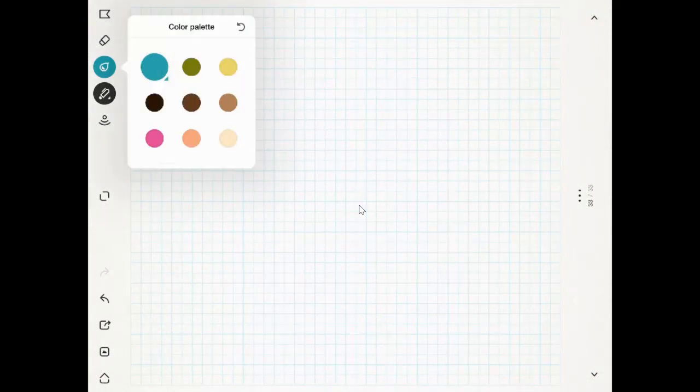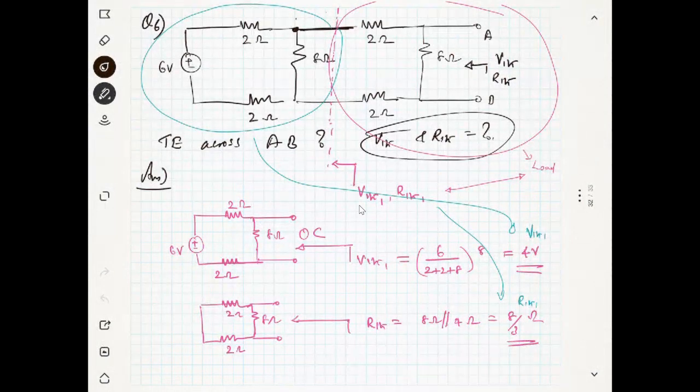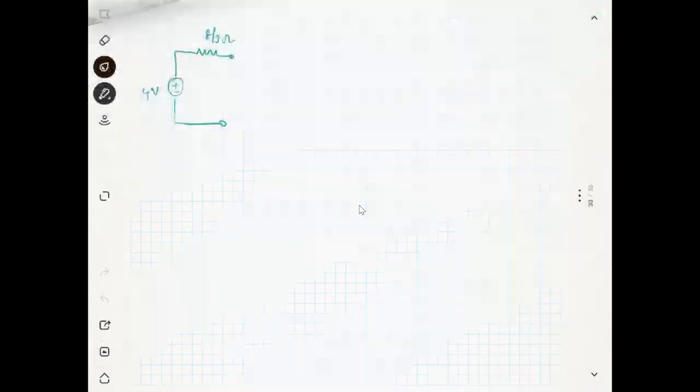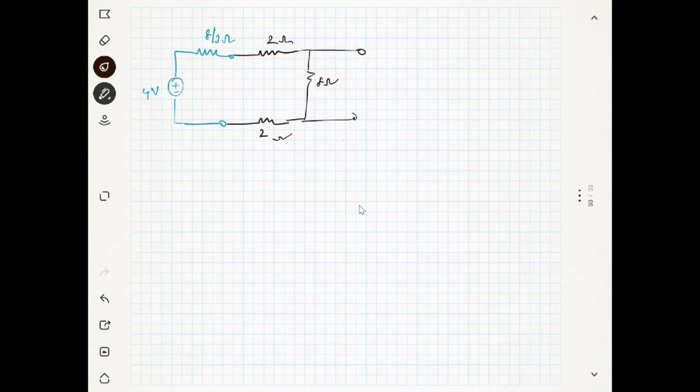Now I will connect the rest of the part. What is my rest of the thing? It is nothing but 2, 2 and 8 again. So my 2, again 2, and my 8 ohm. I want to find the VThevenin and RThevenin here from this side. Okay, this is my point A and B. Is it clear now? Point A and B.